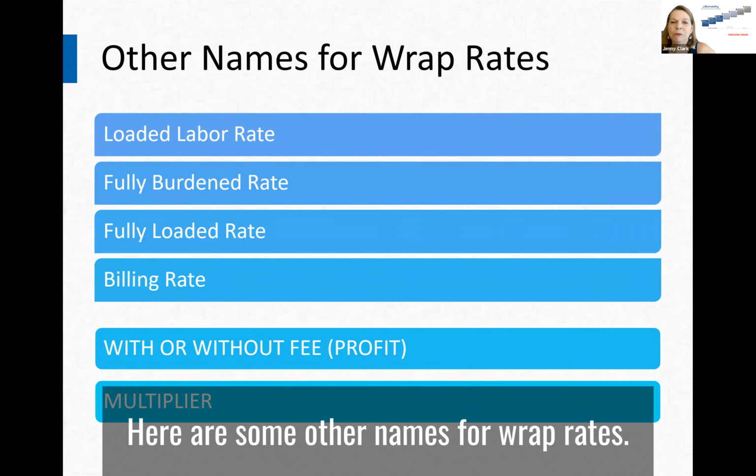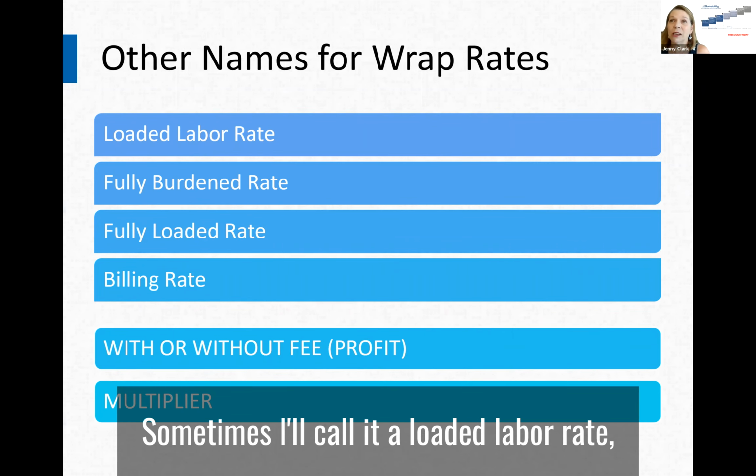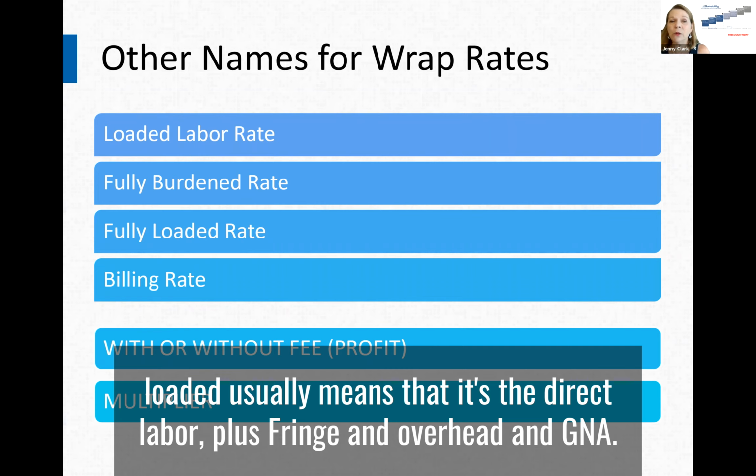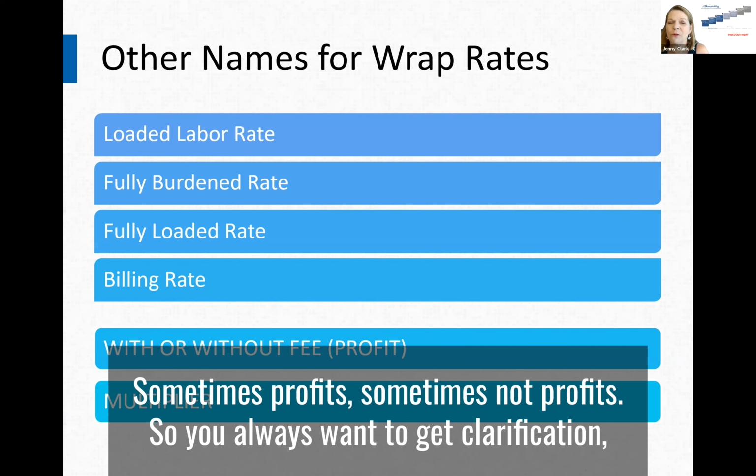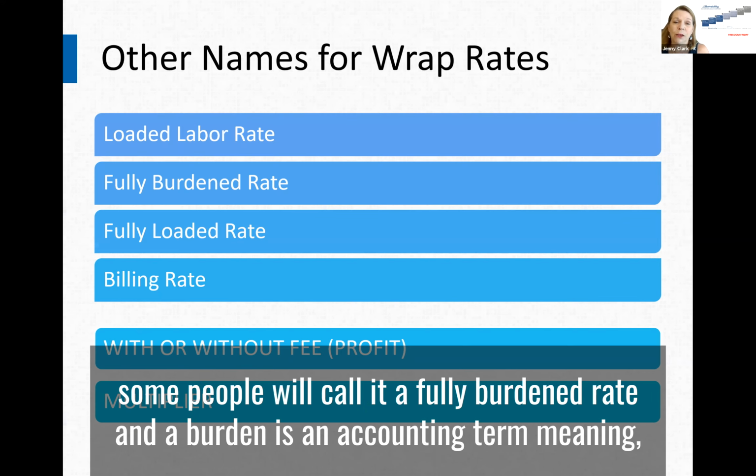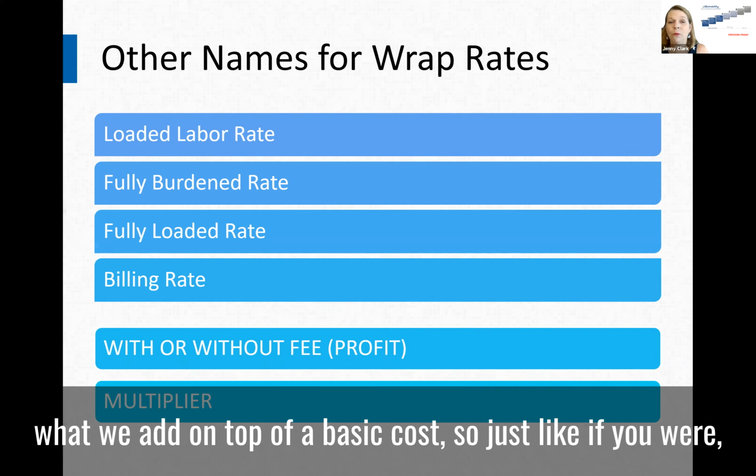Here are some other names for wrap rates. Sometimes they'll call it a loaded labor rate. Loaded usually means that it's the direct labor plus fringe and overhead and G&A, sometimes profit, sometimes not profit. So you always want to get clarification. Some people will call it a fully burdened rate. And a burden is an accounting term, meaning what we add on top of a basic cost.